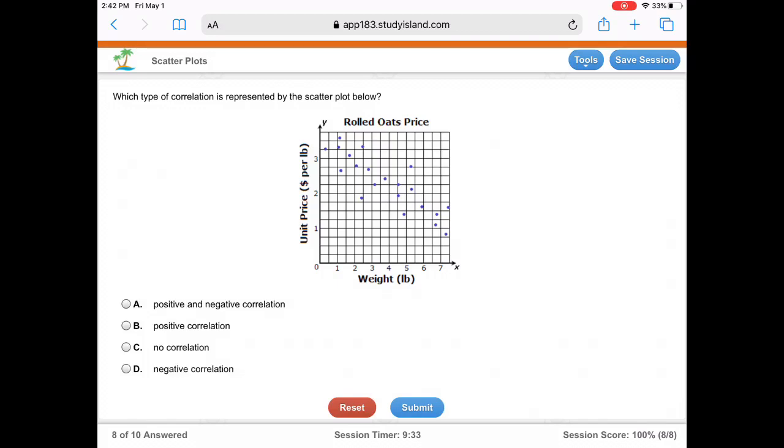This one should be fairly simple to see. As we are increasing the weight, the unit price decreases. So that is a negative correlation.